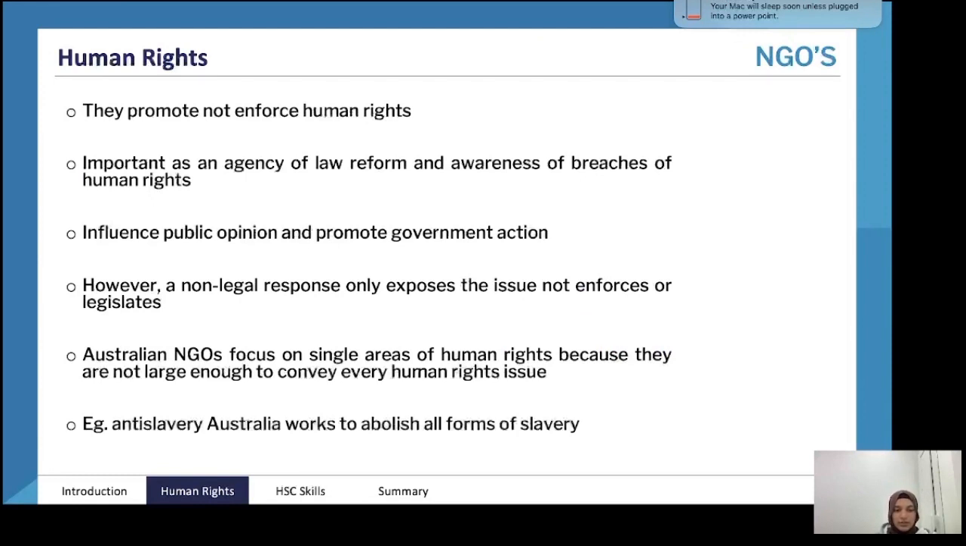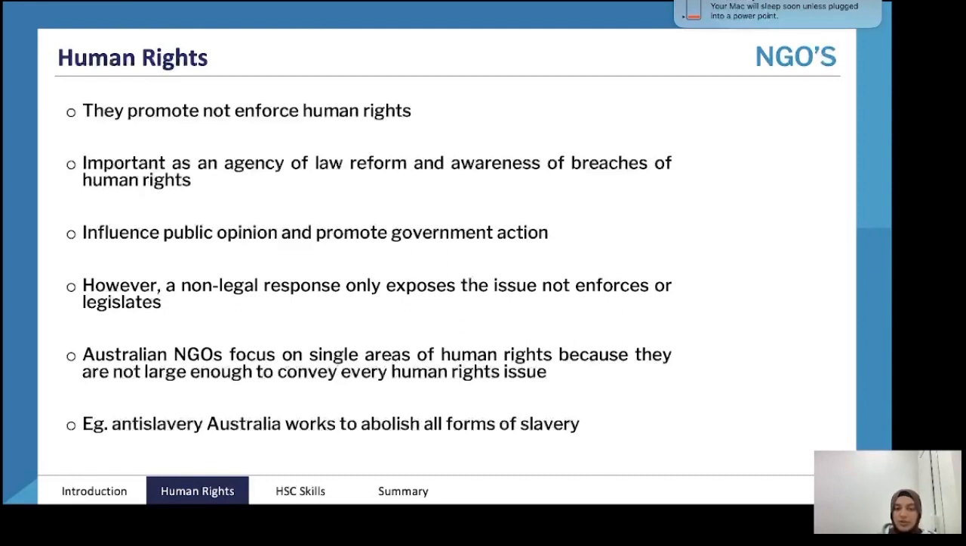Then we've got non-governmental organisations that we went through earlier as well. So they promote, again, not enforce human rights. They're important as an agency of law reform and awareness of breaches of human rights. So through media articles, through organisations that highlight or allow us an understanding of what's going on. They influence public opinion, and then that public opinion will ultimately promote government action if necessary. However, a non-legal response only exposes the issues. They don't really enforce or legislate them unless the government decides to do that. So it can be all for nothing.